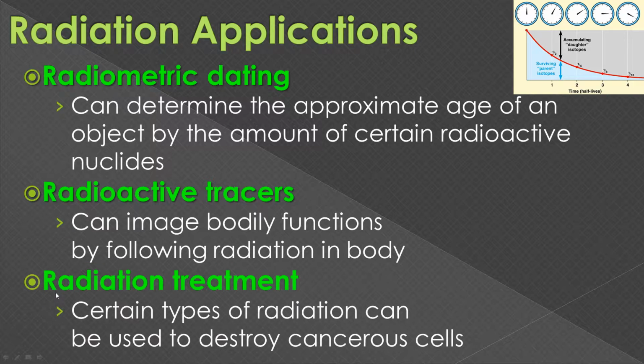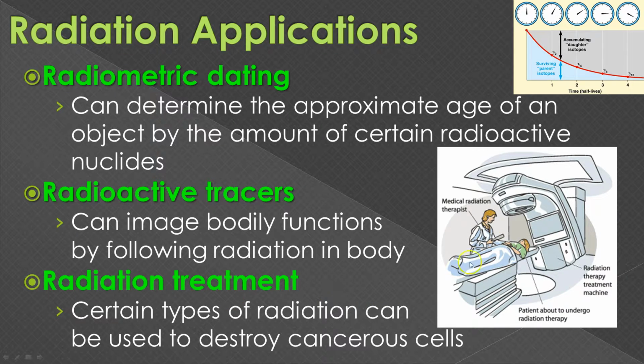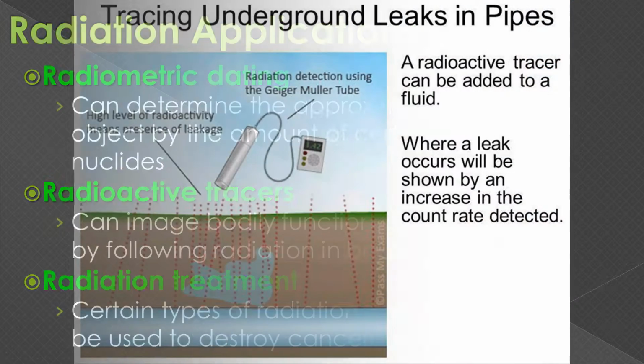And of course, radiation treatment. Certain types of radiation can be used to destroy cancerous cells. You might hear someone going in for radiation therapy to kill cancer. Well, they're going to be aiming radiation at that particular tumor or at that particular area of cells. Remember, radiation, very damaging. However, we're not talking total body. Now we're just focusing it on the parts of the body that are obviously causing the damage.